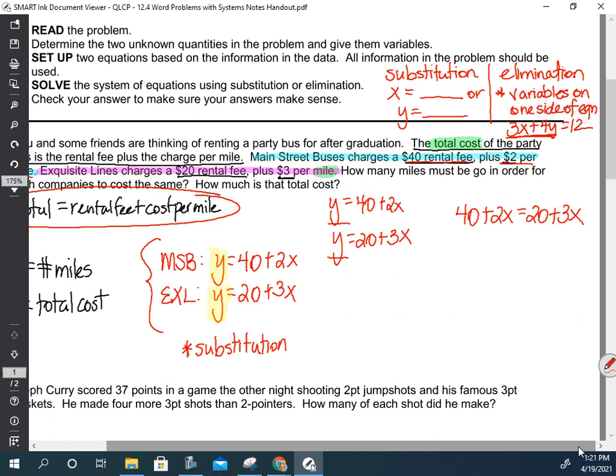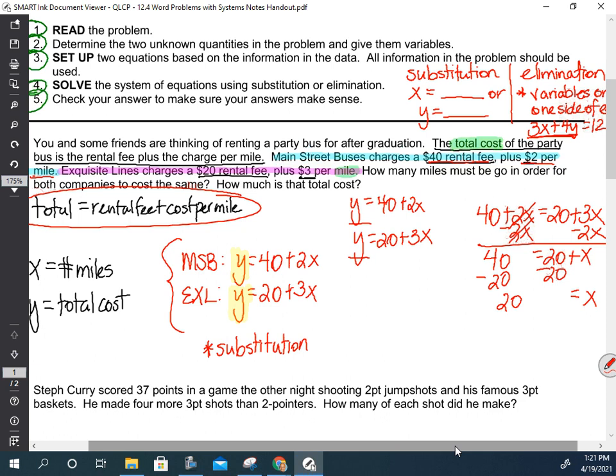Then you solve it out. Subtract 2x on both sides. 40 equals 20 plus x. Subtract 20. So x is the number of miles. So you're going to have to travel 20 miles. It's one part of your answer.